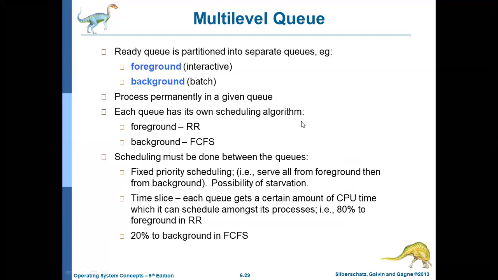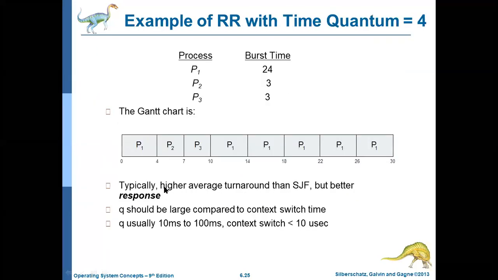Each queue has its own scheduling algorithm. Foreground process will follow round robin. RR means round robin, don't confuse. Background process will execute by FCFS, first come, first serve scheduling algorithm. Scheduling must also be done between the queues: fixed priority scheduling, serve everything from foreground, then from background.